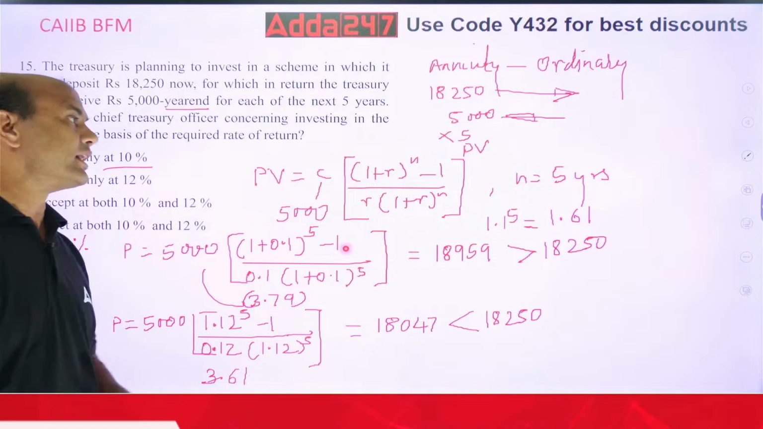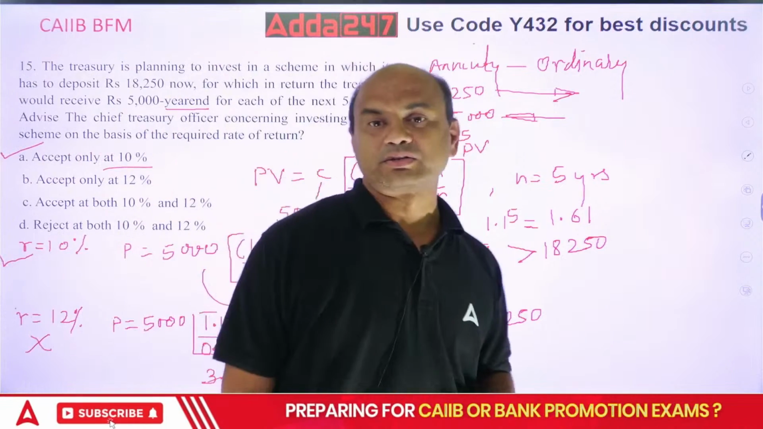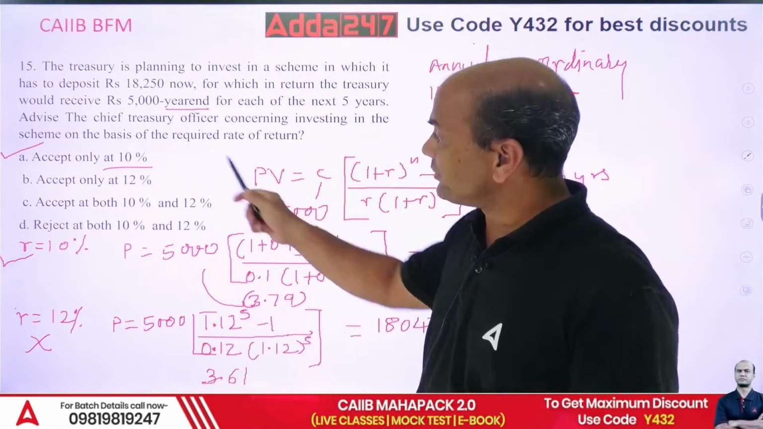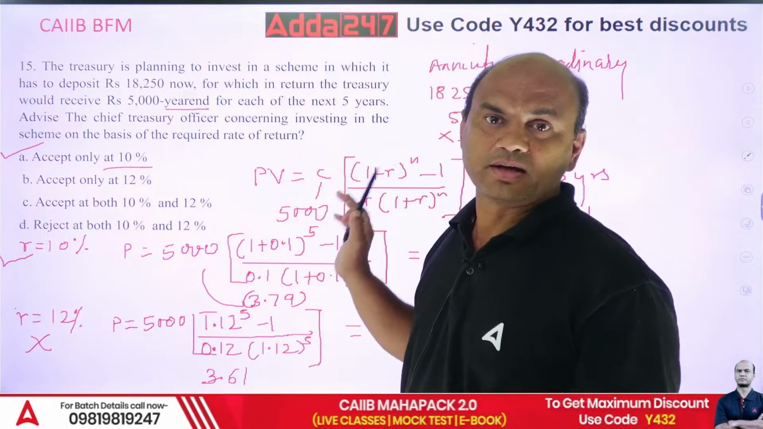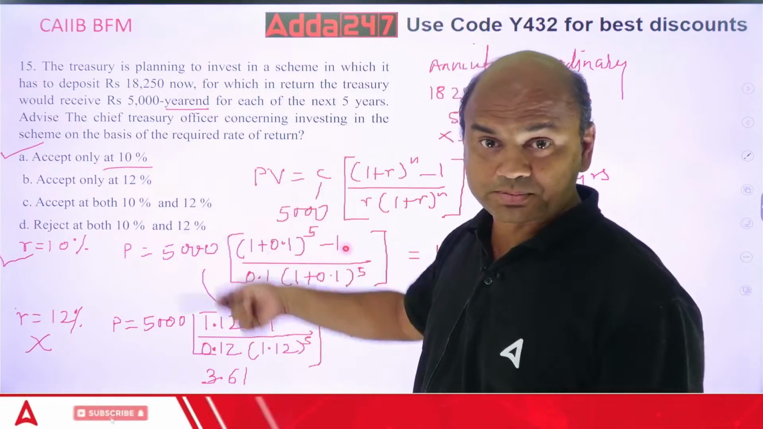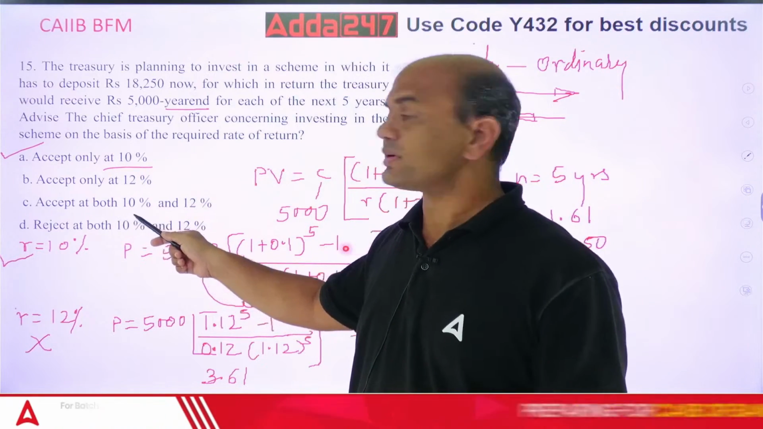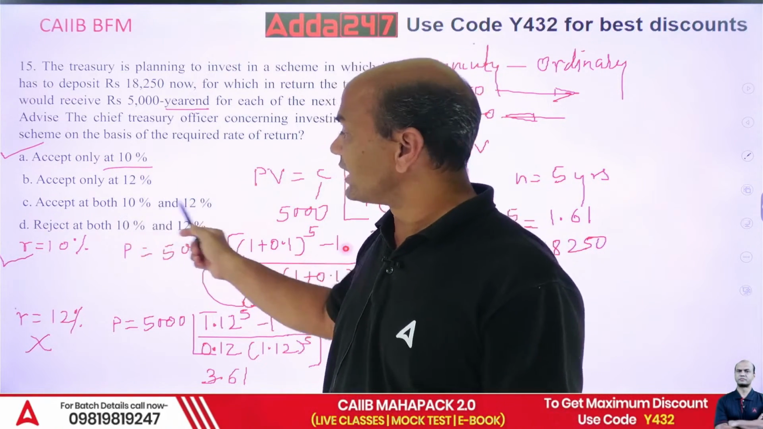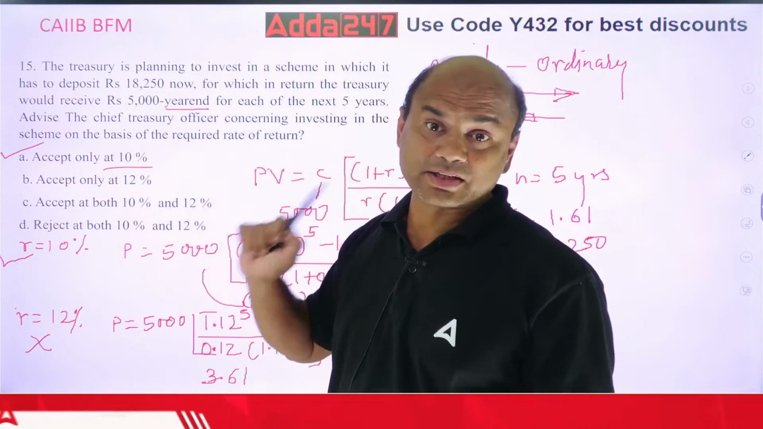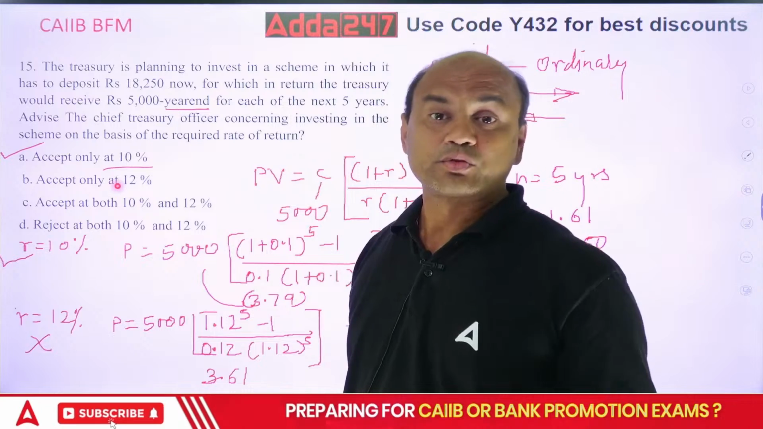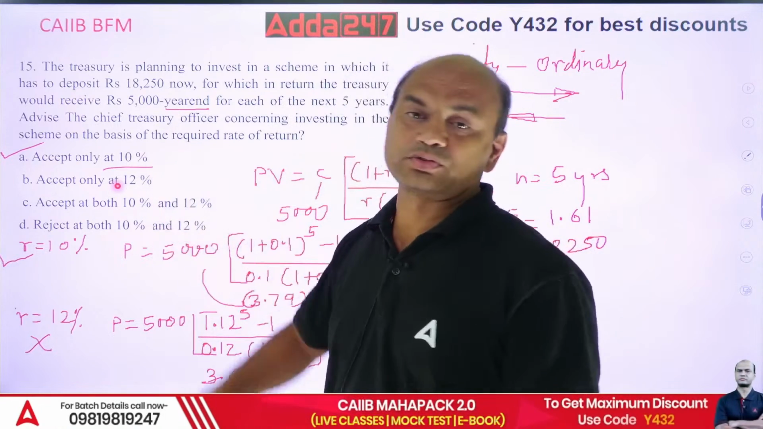18959 is greater than 18250, correct? So that's why I'll accept it at 10%. But what are the options? Look at this: accept it at 10, accept it at 12, accept it at both 10 and 12. Now this is confusing. Either A is the answer or C is the answer. So that's why you'll have to check it at 12 also.